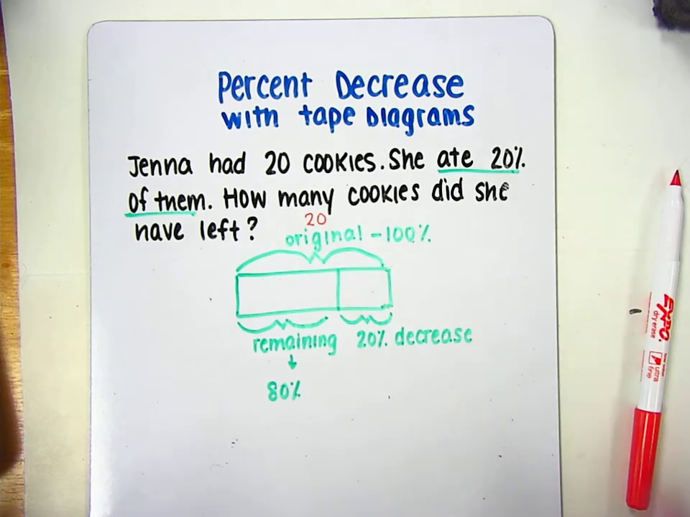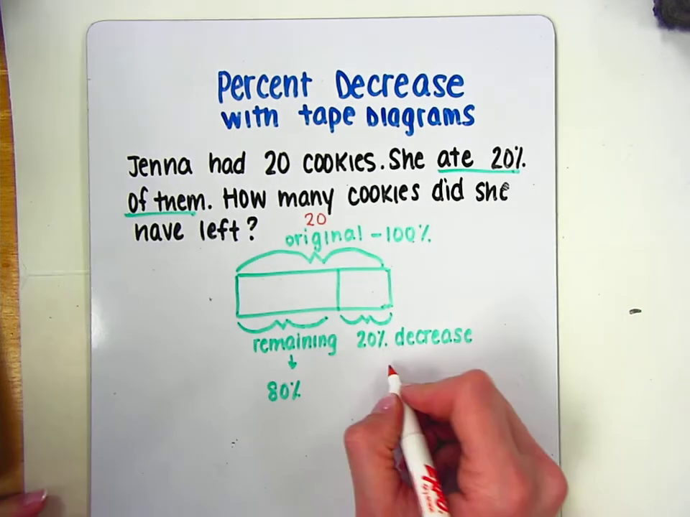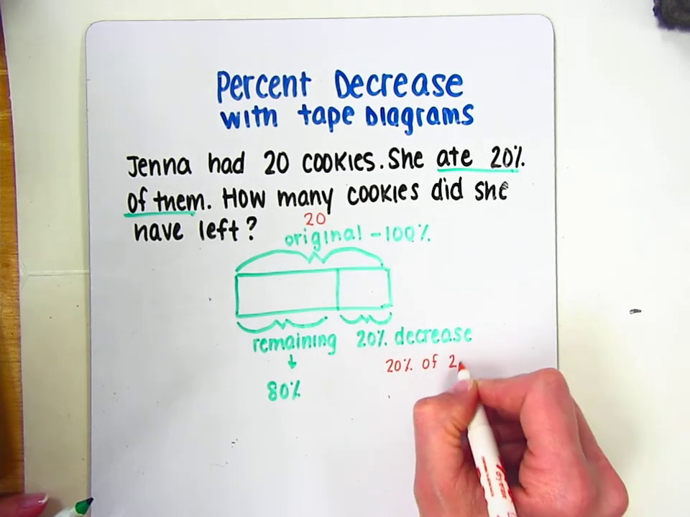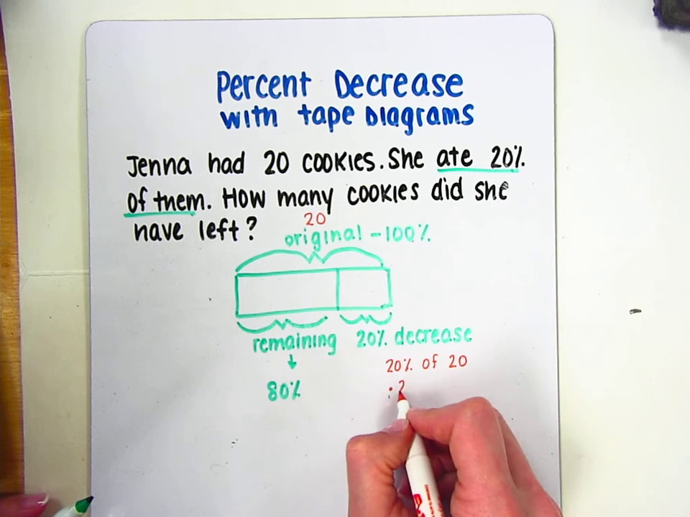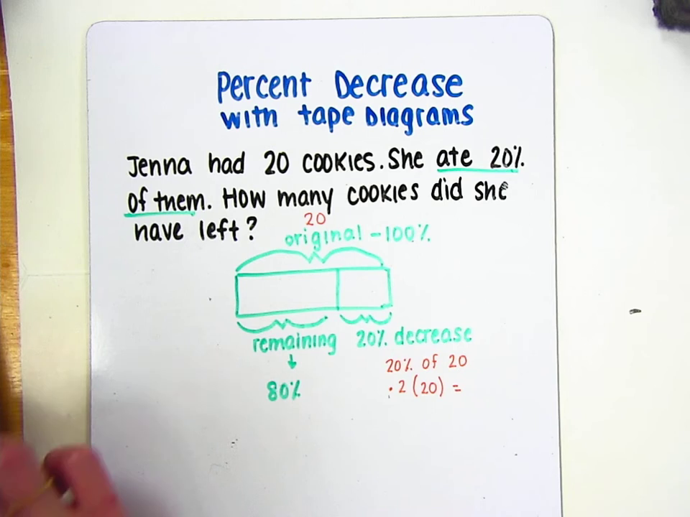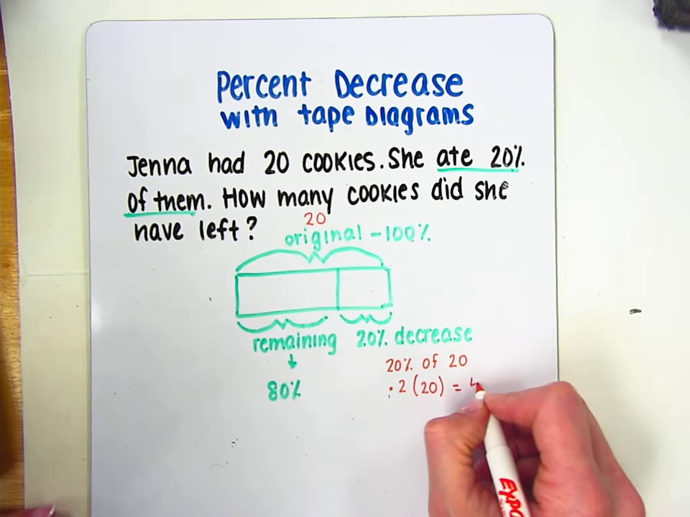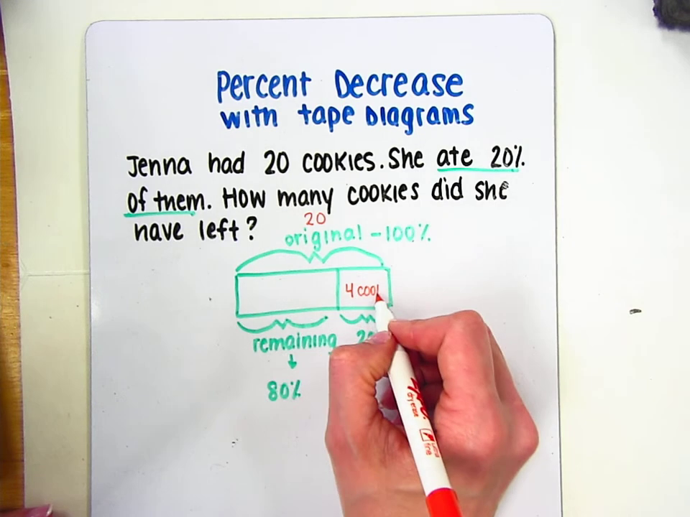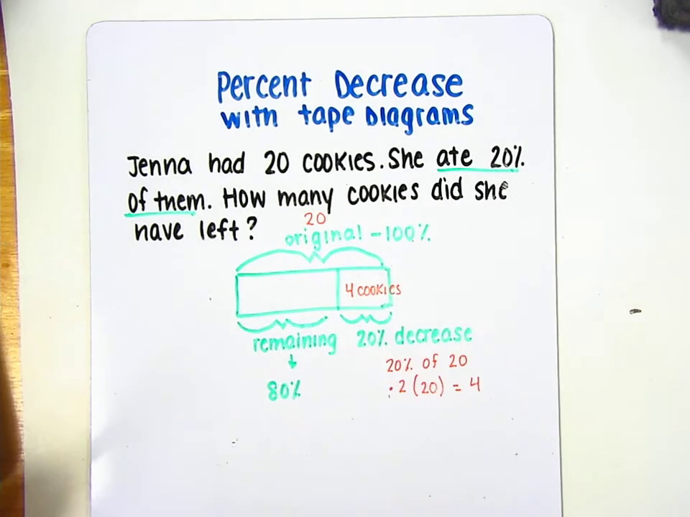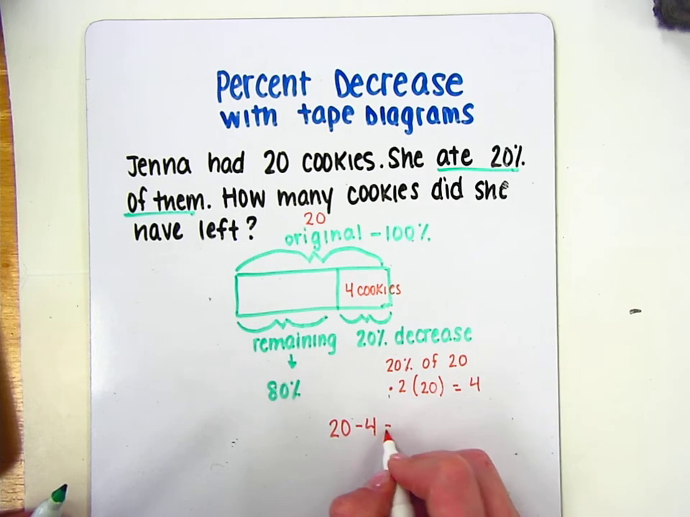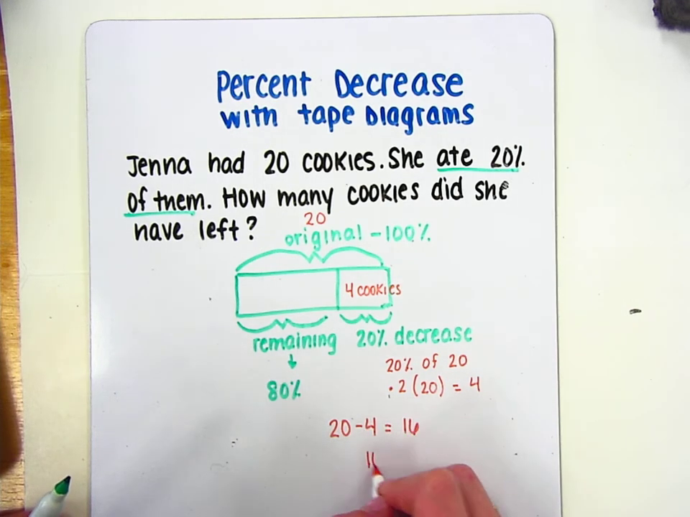We can look at this two ways. We can either find 20% of that 20 cookies that she started with, or 0.2 times 20, is 4. And we can say the number of cookies decreased by 4. So 20 minus 4 means she has 16 cookies remaining.